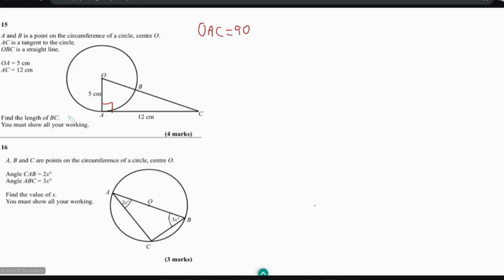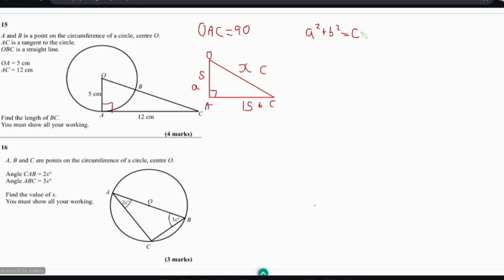Now we've actually got lengths here, haven't we? We want the length BC. We know we've got a right angle triangle OAC, so we're going to take that out here. Can you see it's Pythagoras to get the length OC? C is your hypotenuse. A squared plus B squared is equal to C squared.